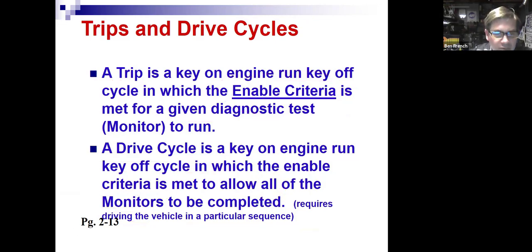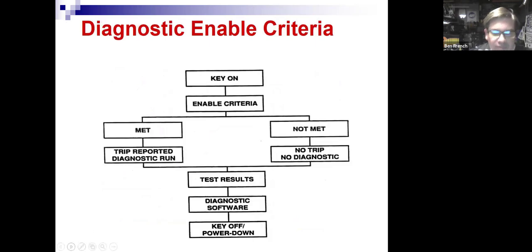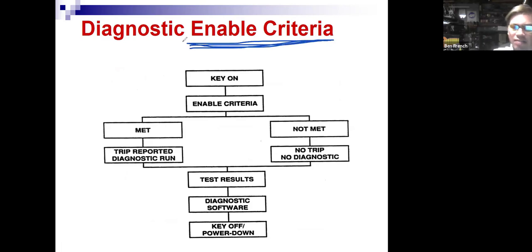So through that, what we realized was that if I had a code, let's say for an oxygen sensor, and I replaced the oxygen sensor, what I would want to do is focus on what I need to do to meet the enable criteria to get the car to test out that oxygen sensor. So I started paying attention to what the enable criteria are to get certain tests to run.